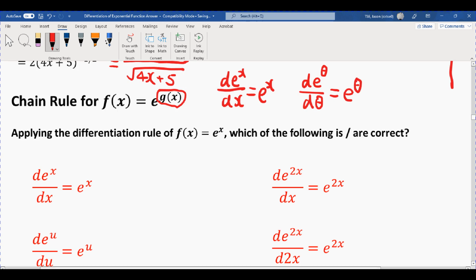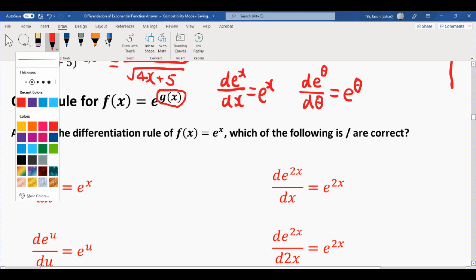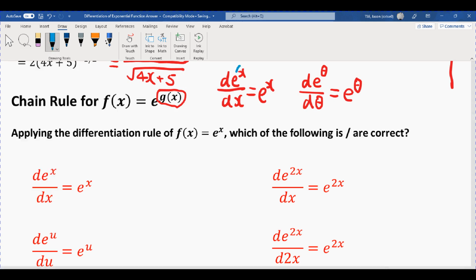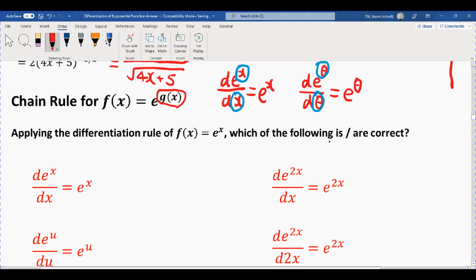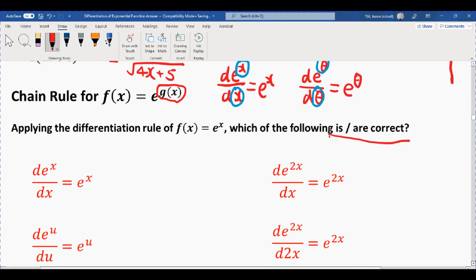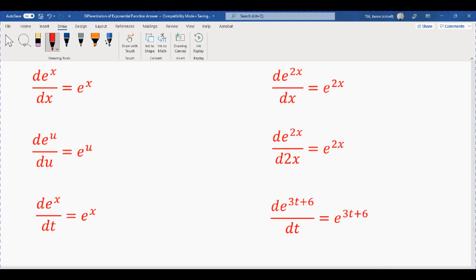So the key idea, let me emphasize: you must have e to the power of a variable, and the variable you differentiate with respect to must be the same. They must be compatible before you can apply the rule. So I would like you to see whether the following are correct or not. You need to make a decision on whether they are correct.